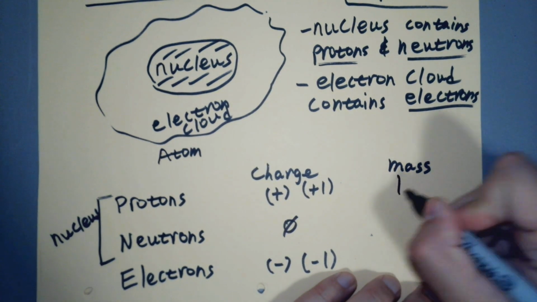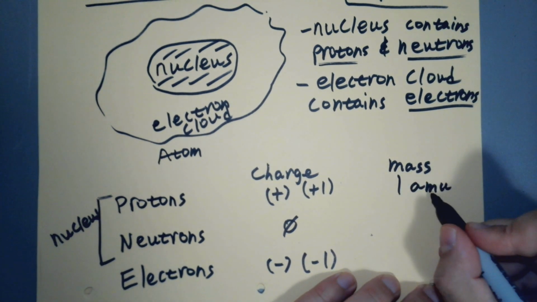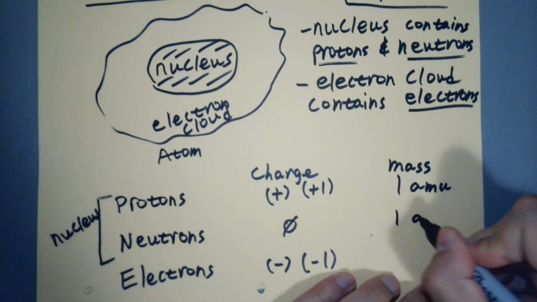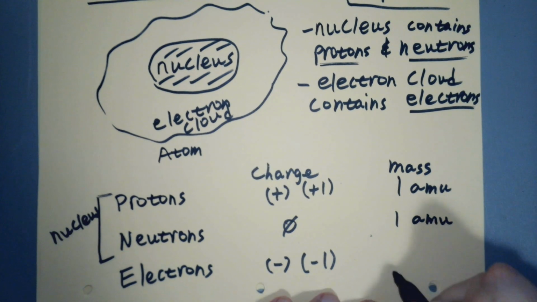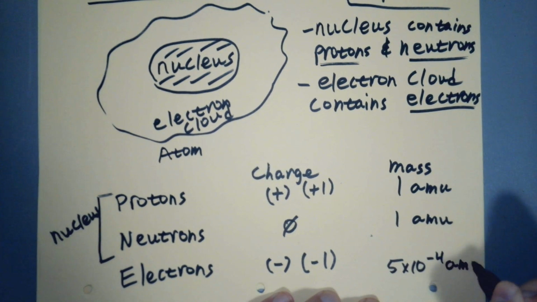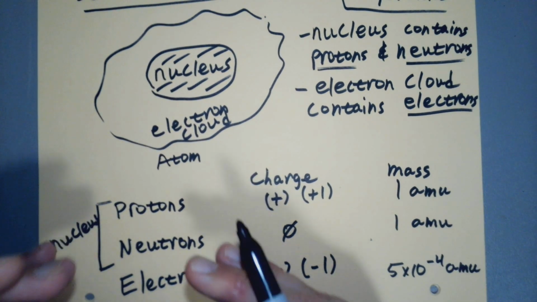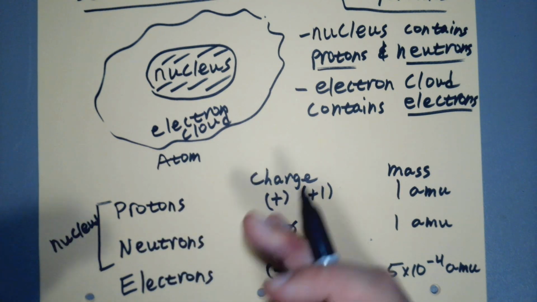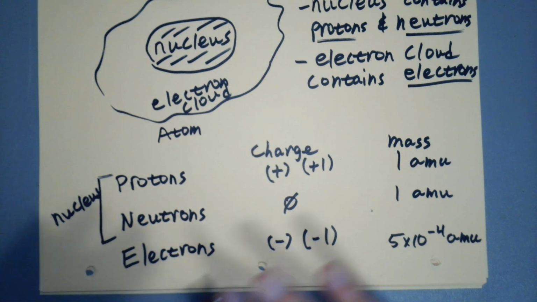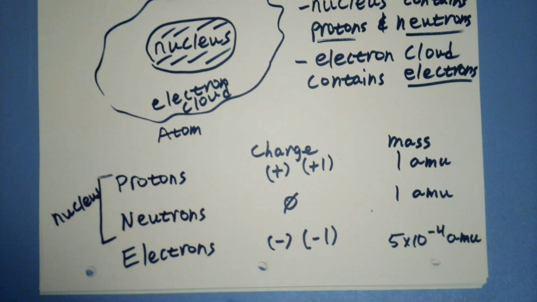And protons have a mass of about 1 AMU, which stands for atomic mass unit. It's like a 1. Neutrons are 1 AMU. And electrons are 5 times 10 to the -4 AMU. Now typically atoms are going to have about the same number of protons, neutrons, and electrons. Protons and neutrons can flip around a little bit, but an elemental neutrally charged atom will have as many protons as electrons. And so there's a couple things here.